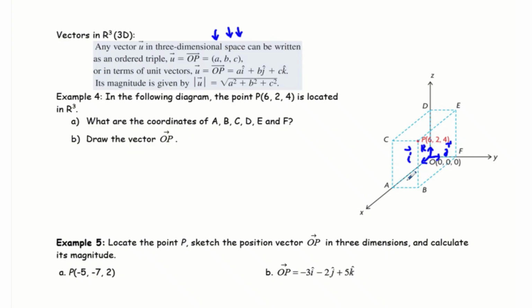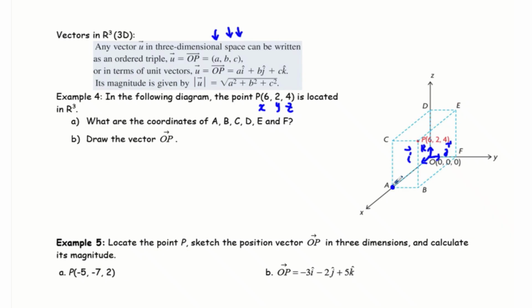So for the point (6, 2, 4), we go on the x 6, then go along y 2, then up 4. This is (6, 2, 4). So this means x direction move 6, then y direction move 2, then z direction move 4. Then it asks you to find the coordinates of A, B, C, D, E, F.